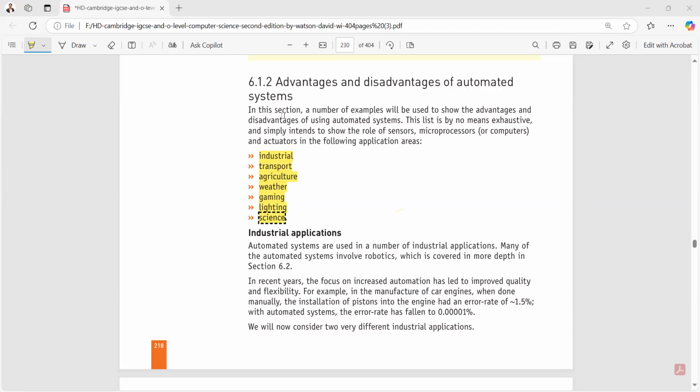Sir, mm-hmm. Can you speak a little louder as I cannot hear you? Could you explain automated systems? You want me to explain automated systems again?